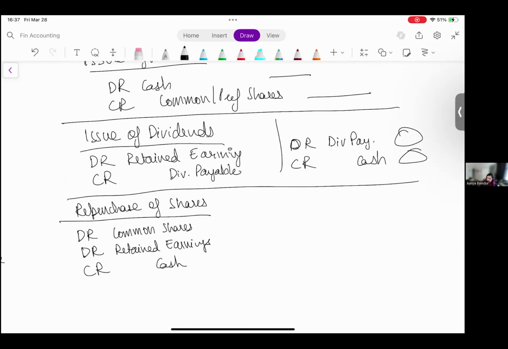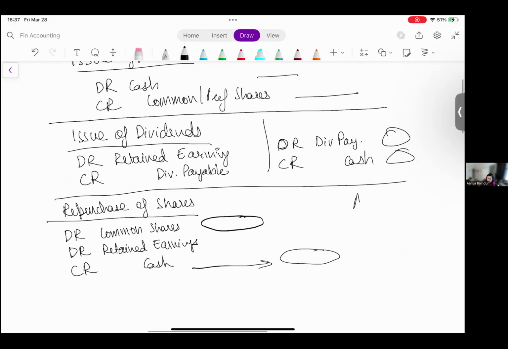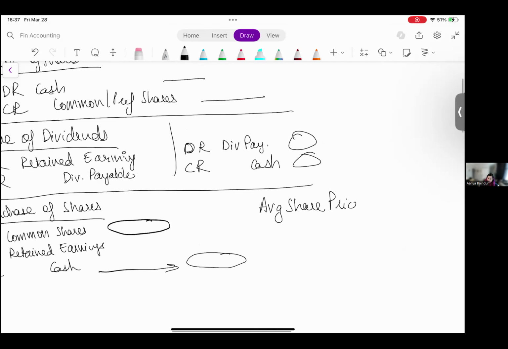Now here, your first credit, your cash amount, will be how much cash the question tells you was paid to repurchase the shares. Your common share amount will go down by the average share price. So you take the number of shares, you take the total value of shares. Average share price is equal to the value of all shares, so that's all common shares divided by the number of common shares. This will give you an average share price.